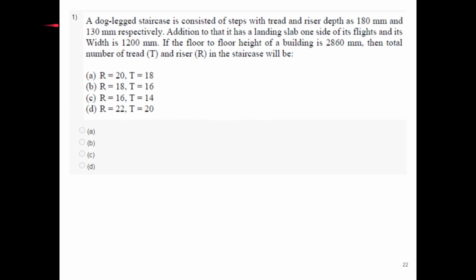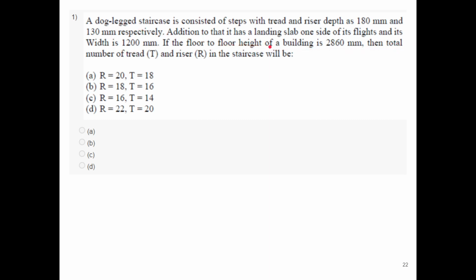This is relatively a small class, I feel, but it is an important one because staircases are required everywhere, right? So let us start solving problems. The first question is, a dog-legged staircase consists of steps with tread and riser depth as 180 millimeter and 130 millimeter respectively. In addition to that, it has a landing slab on one side of its flights, and its width is 1200 millimeter.